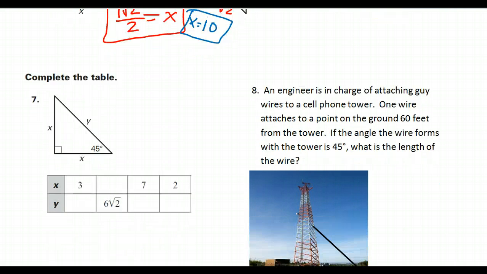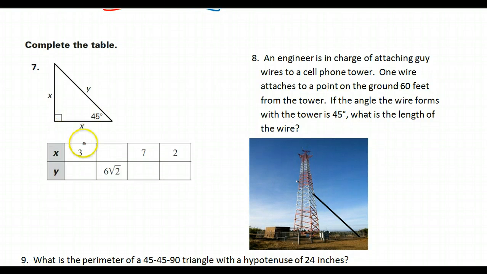So look at number 7. Complete the table. If x is 3, then what's y? All right, if x is 3, then this is 3, 3, 3 radical 2. So y would be 3 radical 2. Okay, if y is 6 radical 2, well then that means x must have been 6, because that would be 6, 6, 6 radical 2. That's the pattern. So x must have been 6.